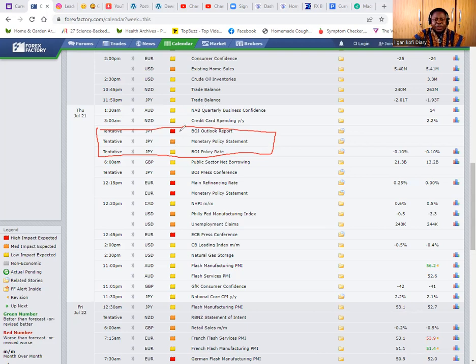So if you are in your JPY trades, make sure that you use the right lot size in terms of money management, because this news will move the JPY pairs. This news here on Thursday will move the JPY pairs. Is that okay? And if you are going to be trading anything Euro, then you also have to be careful of this news on Thursday. Monetary policy statement on the Euro, and the main refinancing rates. This too is going to be a very heavy news that you should expect.